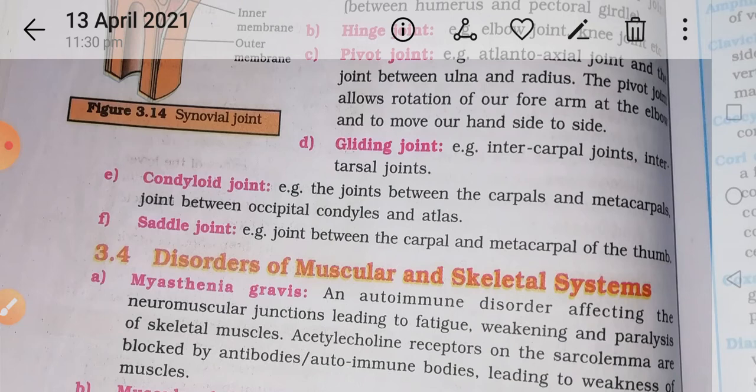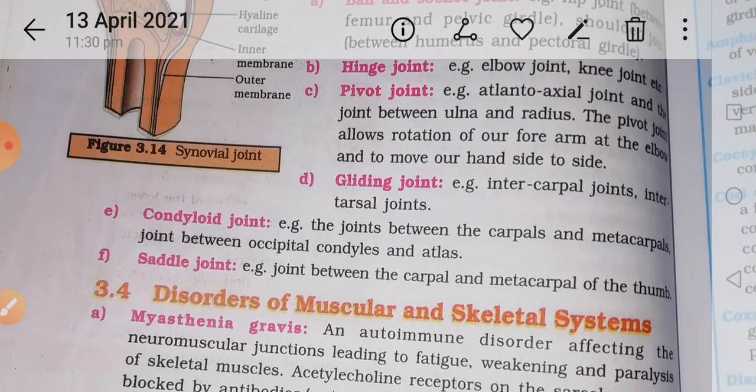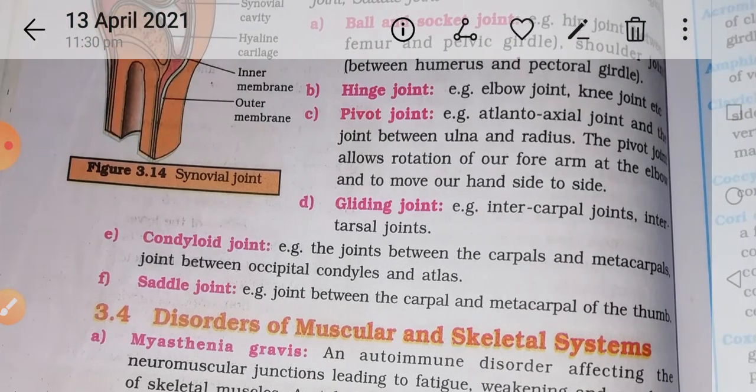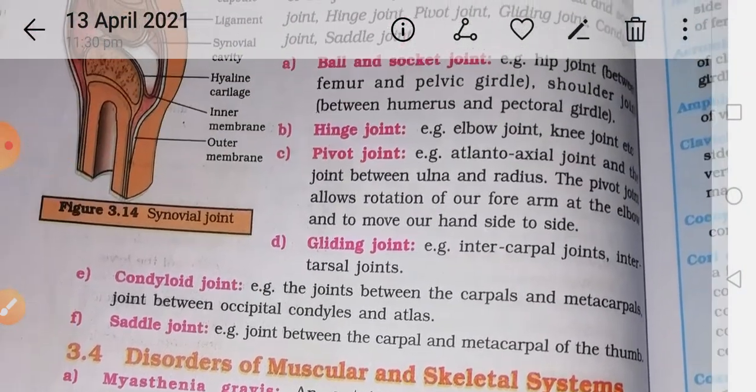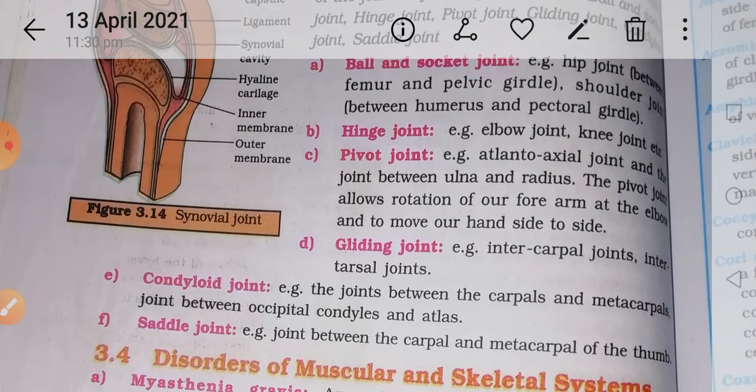So we have the saddle joint between the carpal and metacarpal of the thumb. This is the thumb, where we have the saddle joint. Condyloid joints are between carpals and metacarpals, and between the occipital condyles and atlas. So this is the location of the joints. I already told the second year zoology students.